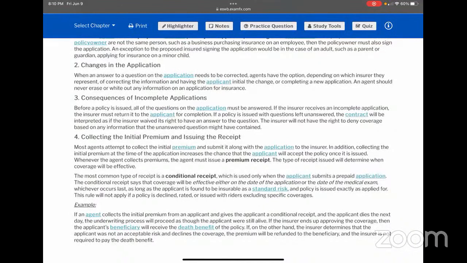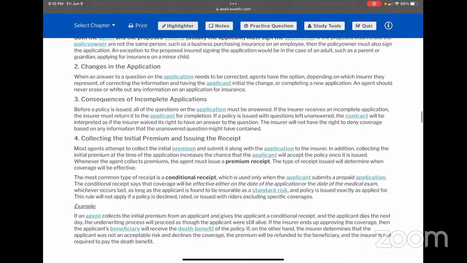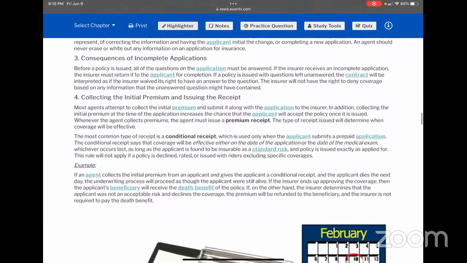All right. Consequences of incomplete application. Oh, no, we read that. Hold on. Collecting the initial premium and issuing a receipt. There we go.